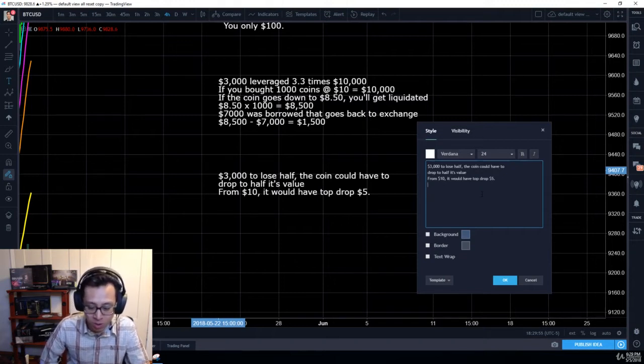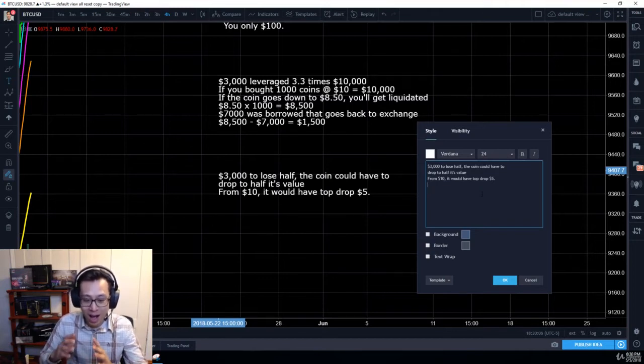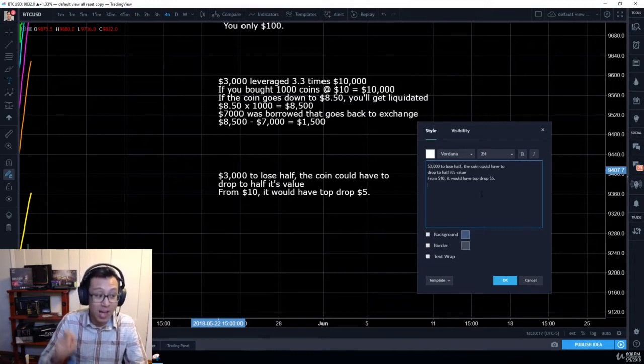So, guys, make sure that you understand the concept of how risky leveraging is. I know I've emphasized it so many times already, but this is something that needs to be addressed in high detail because the risk is so scary, guys. Think about it. You're only dropping 15% in value for you to lose half of your money. That is some scary stuff, guys.